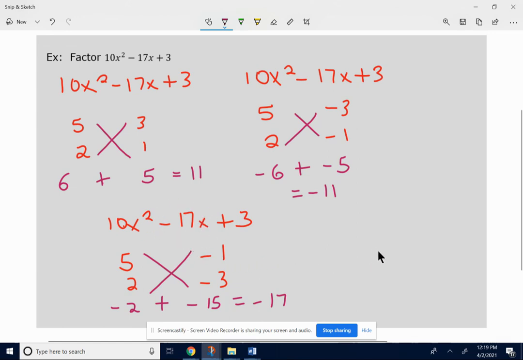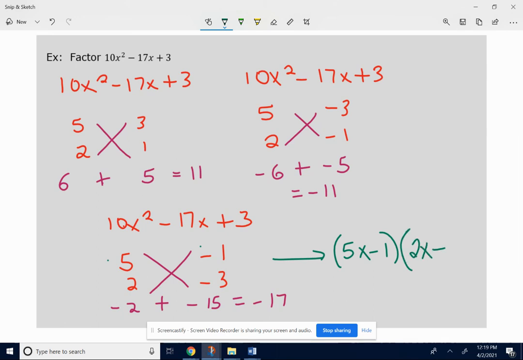Okay, so my shortcut is telling me that this is going to look a little bit funky at first, but see that 5 and -1? That's telling me it's going to be 5x minus 1 for one factor. Look at my bottom row here. I have a 2 and a -3. That's going to tell me it's 2x and then minus 3. It's telling me that this is the answer.